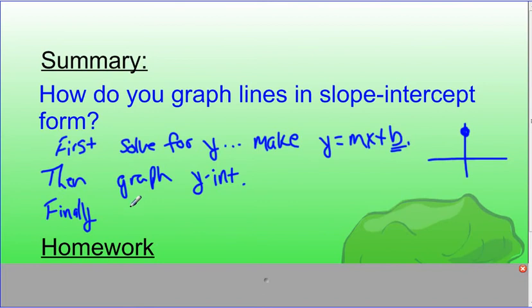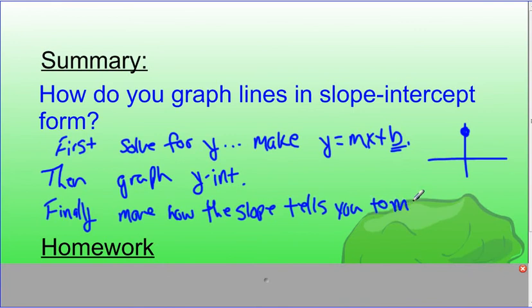Finally, move how the slope tells you to move. So if the slope was like negative 3 over 4, that means from this point, you'd go down 1, down 2, down 3, over 1, 2, 3, 4. And repeat, down 1, down 2, down 3, over 1, 2, 3, 4. And graph your line. That's how you graph using slope-intercept form.